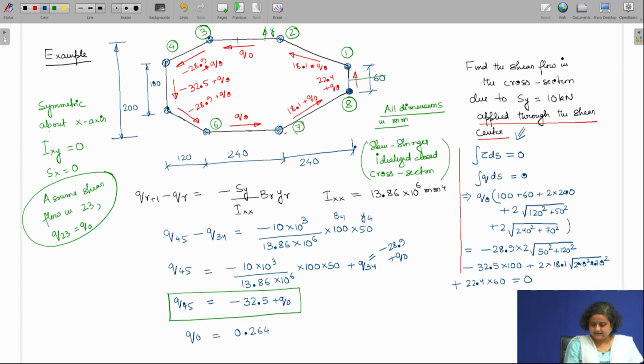Therefore, we can say that Q0 is going to be 0.264 Newton per millimeter. Once we find out Q0, we can find out the shear flow in each component of the cross section. So, this is how we can easily find out the shear flow in a closed skin stringer idealized cross section. The calculation is much simpler when we make such idealization. Thank you.